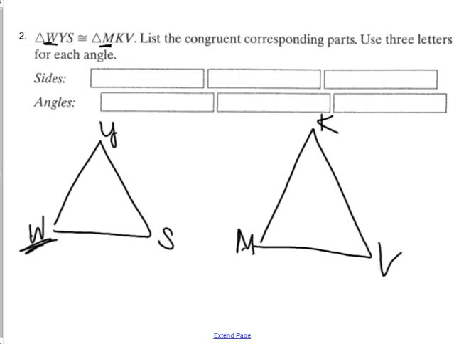All right. So first we're going to start with sides. Which sides are congruent? Well, if I put those in order, then it should be pretty easy to figure that out. We're going to say WY is congruent to MK.